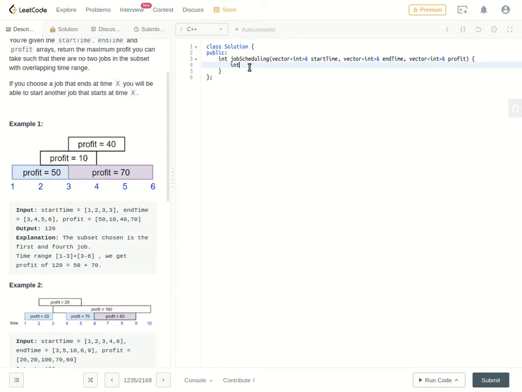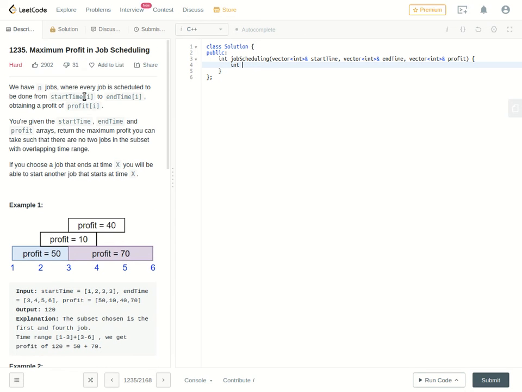So as it's given n jobs, let me take a variable n to simplify my loops. That will be startTime.size, and I need 2 variables i and j when I'm traversing between jobs and checking the maximum profit.